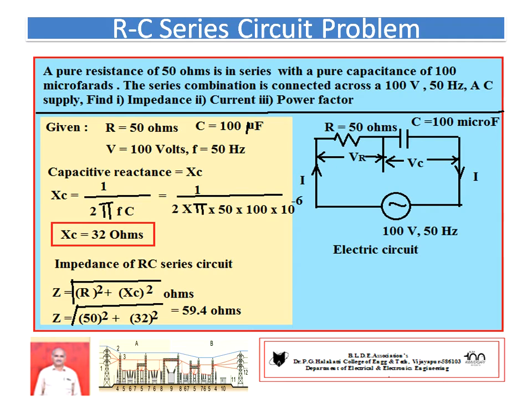First, all of you identify what type of AC circuit. Read the problem. What type of AC circuit? Recognition of AC circuit. It is an RC series AC circuit. What is the impedance? Z equal to under square root of R square plus XC square.